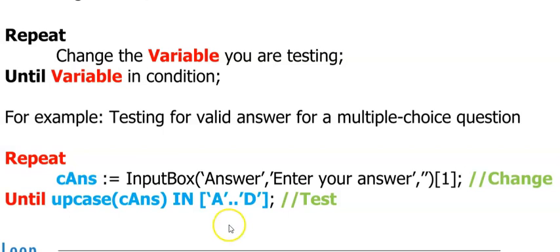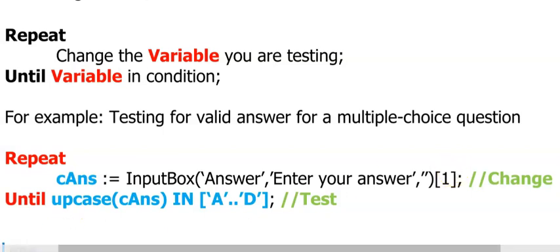Something else to take note of is just a reminder that if we want to store a value as a char data type, making use of an input box, we need to add the square brackets 1 there to convert it, or to copy out really just the first character to be able to store it as a char data type, as an input box returns a string data type.